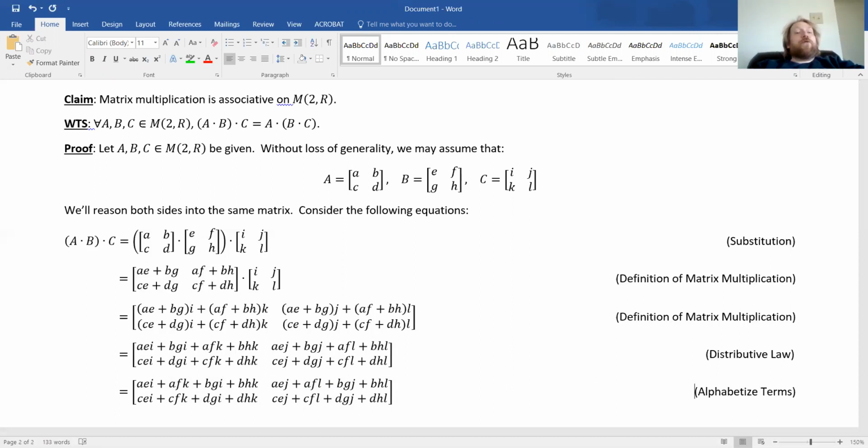So this is the first half of the proof. We have worked out A times B in parenthesis times C. Now, in the second half of the proof, we will work out the expression the other way and show that we get the same thing. Stay tuned.